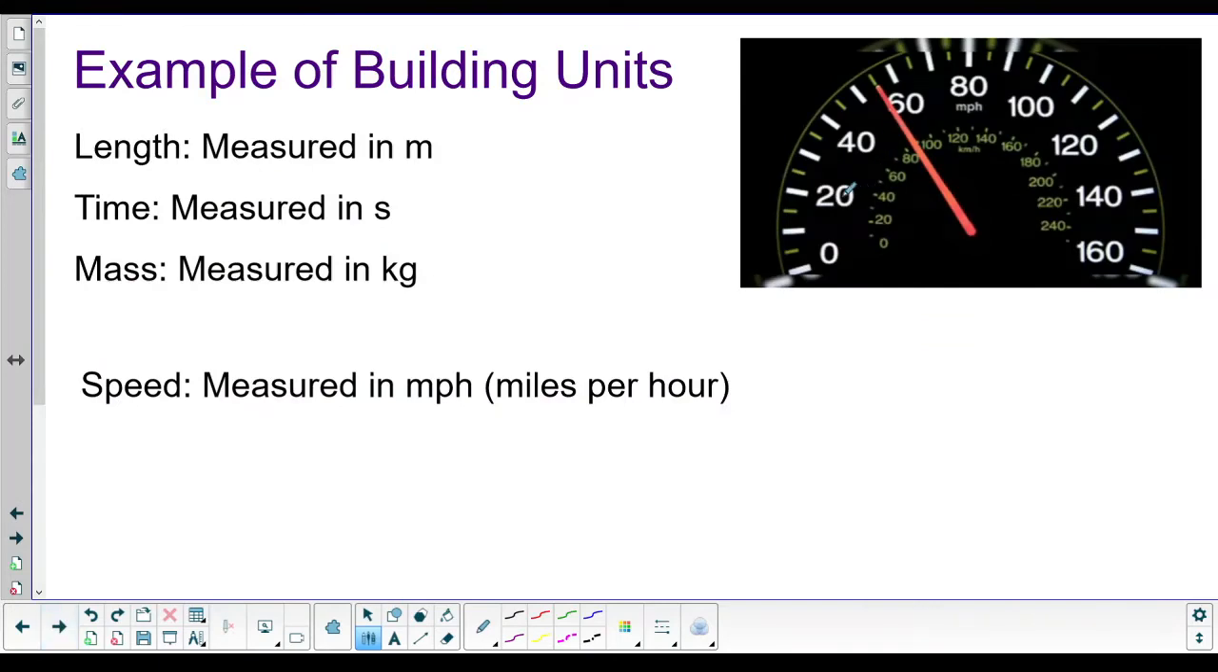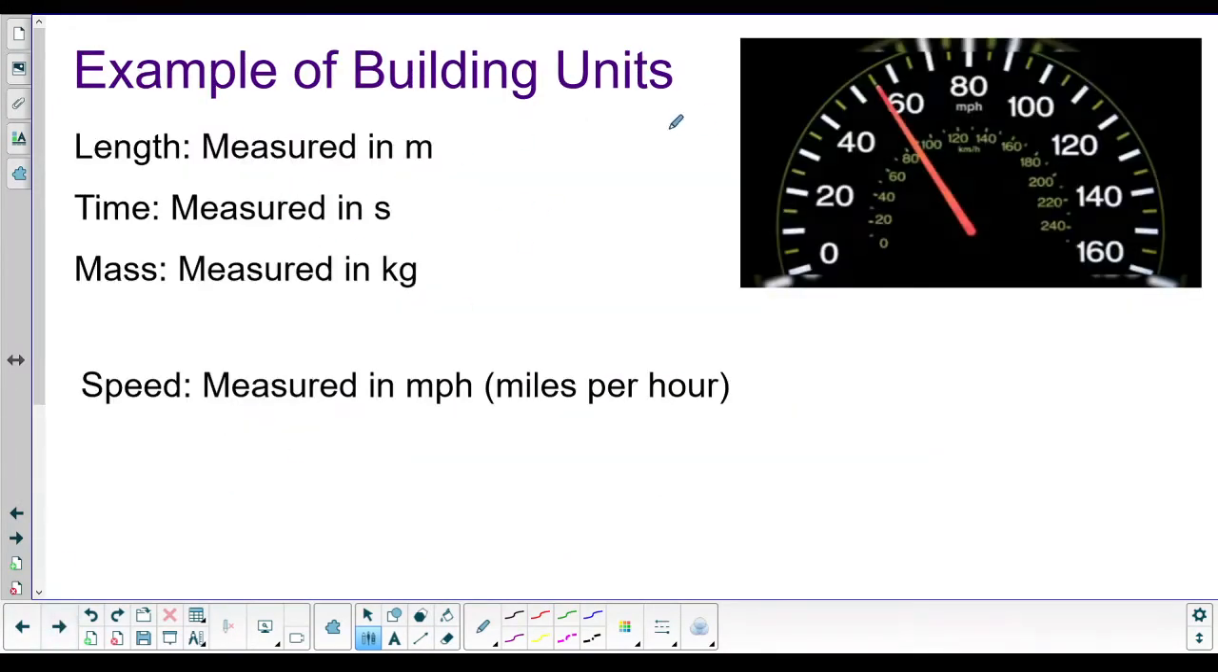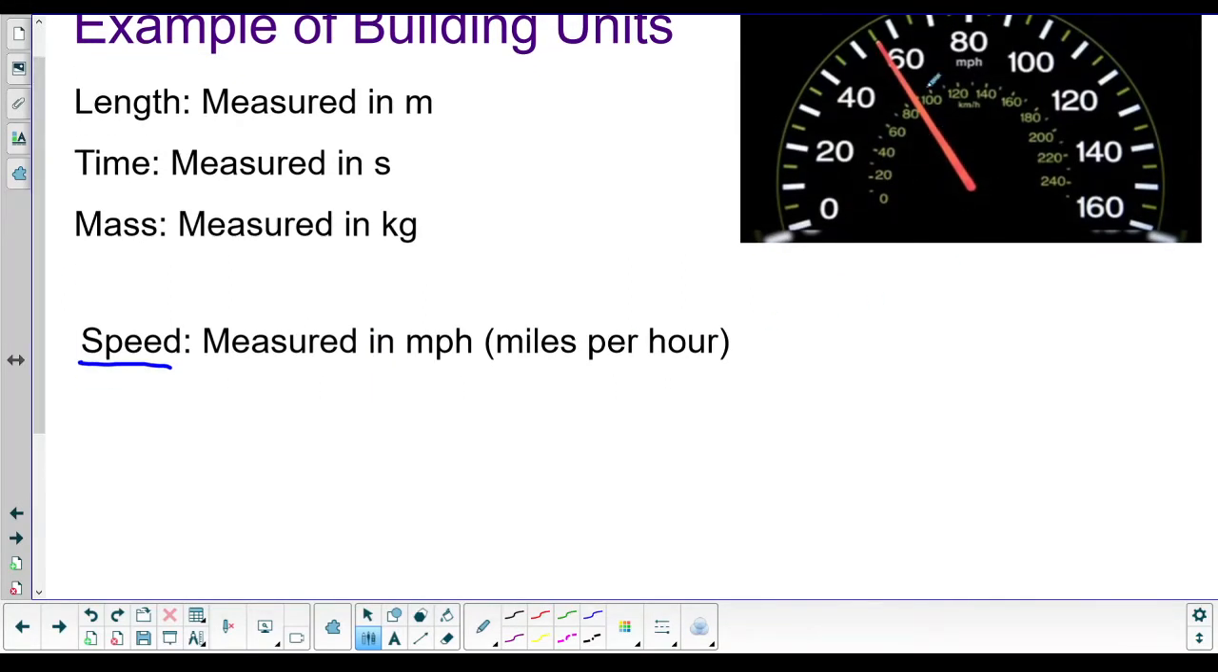All right, so let's talk about what I mean when I say that these are building blocks and we can make other units out of them. So let's take, for example, speed. What do I measure speed in? It might not have ever crossed your mind. It's one of those things where you just say it because that's what it's called and you don't think about the words coming out of your mouth, right? So if we look at a speedometer, this guy is going 55 miles per hour.